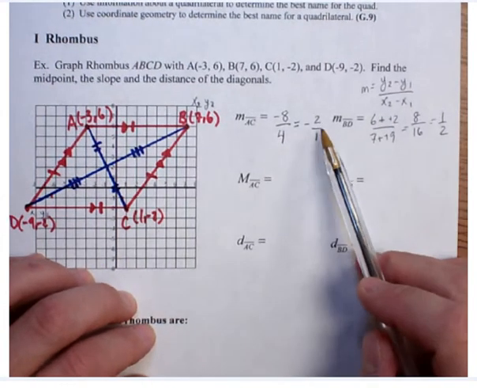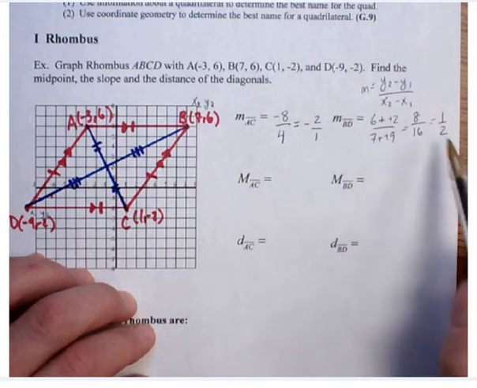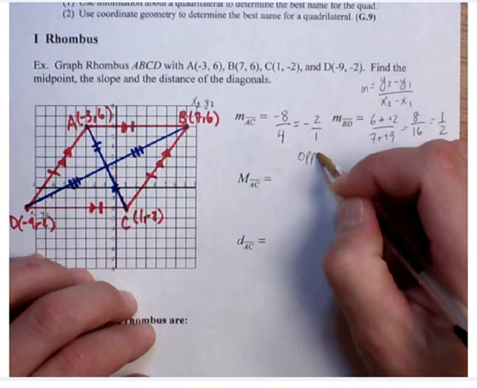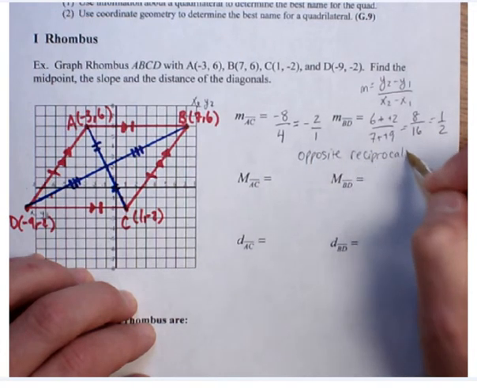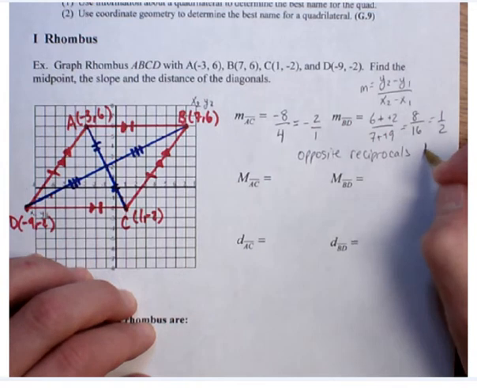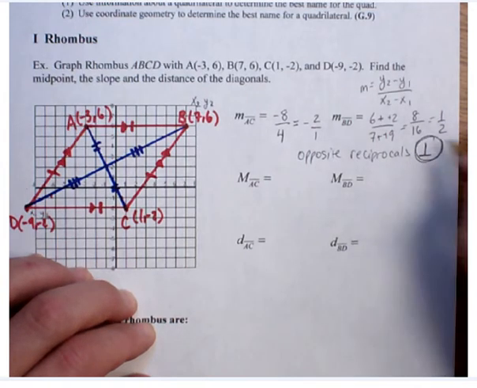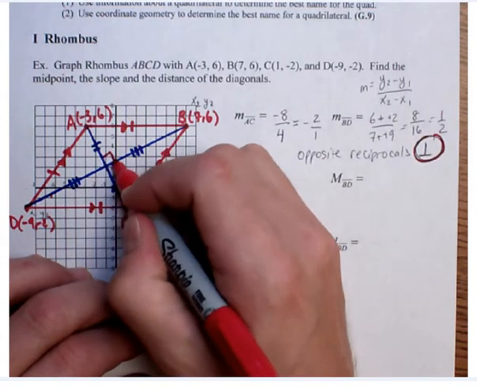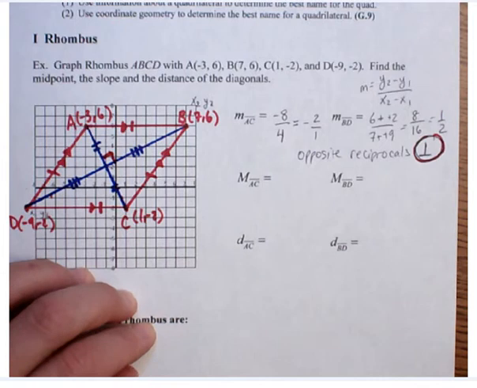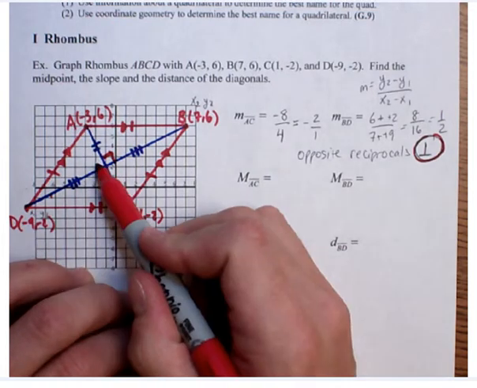Okay, now notice what happens here. You have negative 2 over 1, and you have positive 1 over 2. Those are opposite reciprocals, and what that means is that your diagonals are perpendicular. Okay, so one of the big ideas in a rhombus is the diagonals are perpendicular, 90 degrees where they meet. All four angles here are going to be 90.